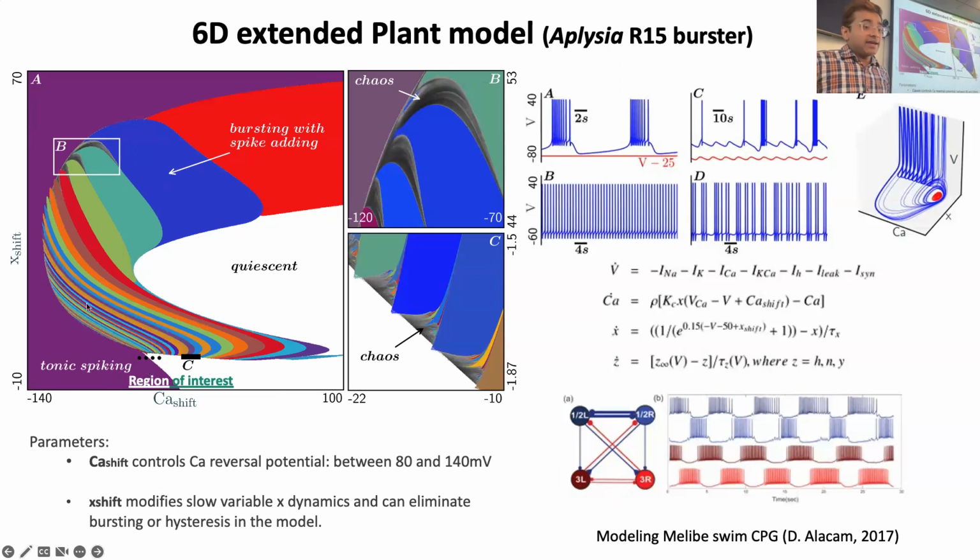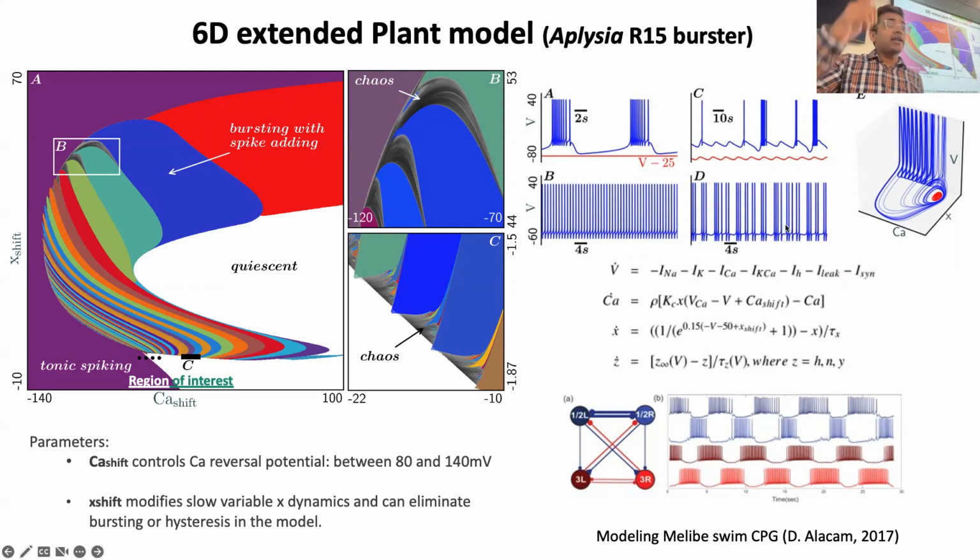But as you see from the sweep, this model can produce other behaviors, with bursting with spike adding within these different colored regions. Pink region is tonic spiking, white region is quiescent. And at the boundary between tonic spiking and bursting, which is magnified here, it produces a chaotic spiking trajectory, as is shown here.